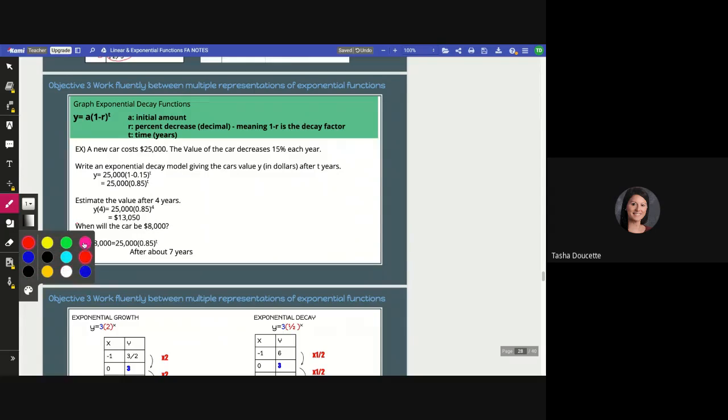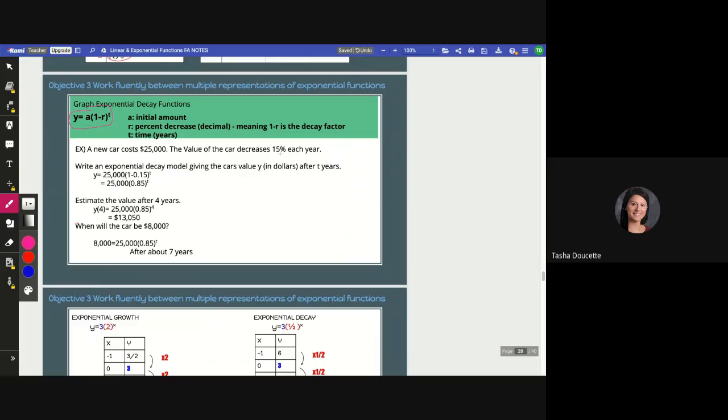So we are given this example. A new car cost $25,000. The value of the car decreases by 15% each year. So we have this parent model here again, except we don't add your interest rate, we're subtracting it. So you're going to write an exponential decay model. That means you're writing the equation, giving the car's value y in dollars after so many years.